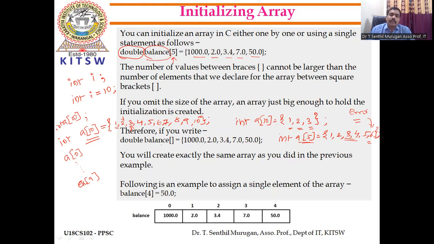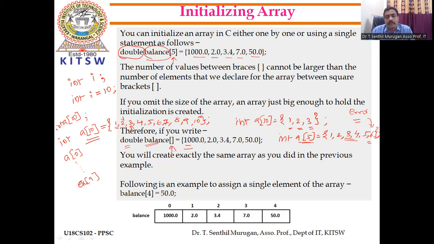In case you don't know the size of the array, you can inform the compiler how to declare it. So you can write it like this. Just big enough to hold the initialized values is created. Whatever values you give, the compiler will take the size according to the number of values you give as initialization for the array. Okay, so double is a data type, balance is the array name.